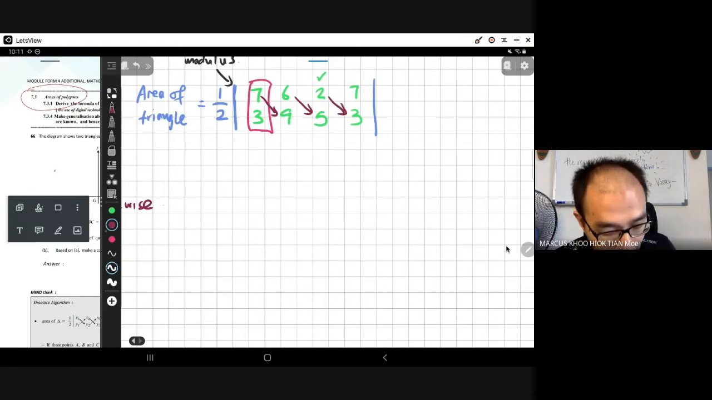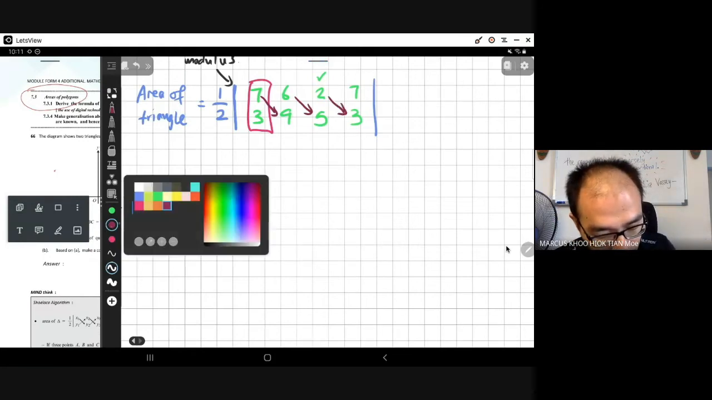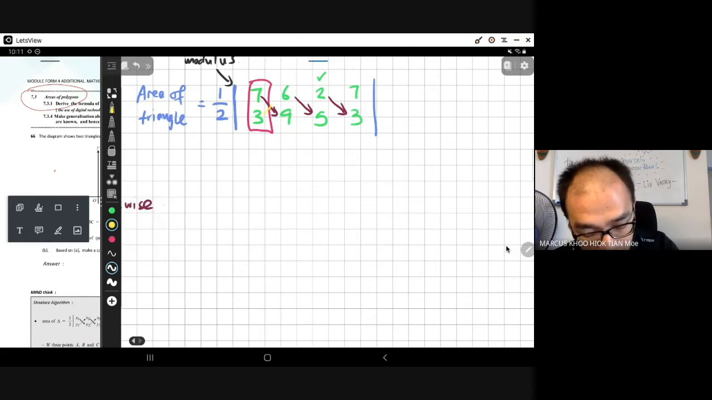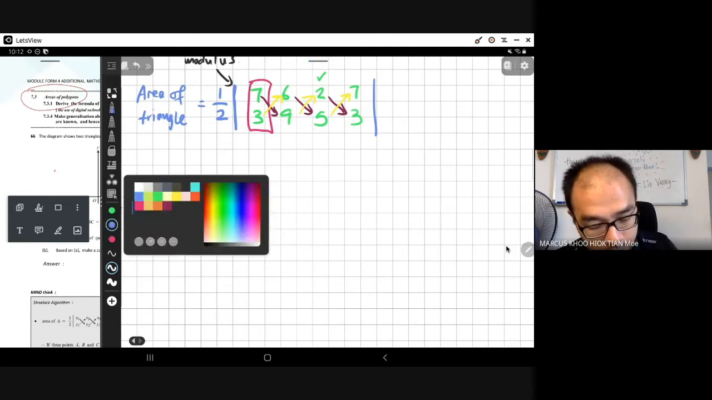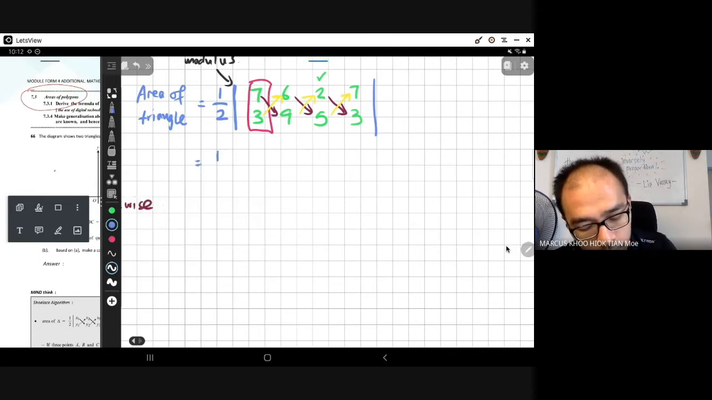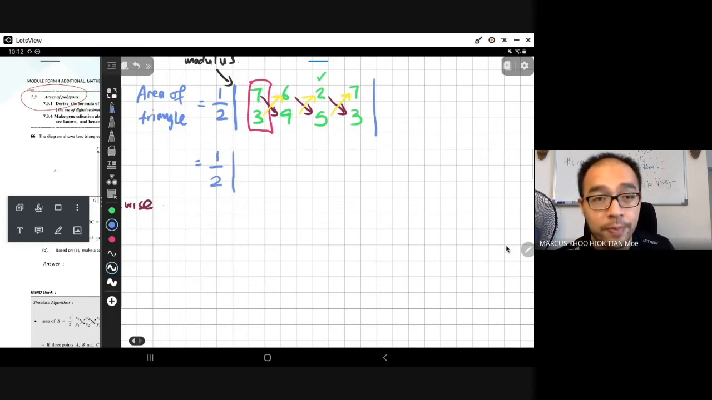Okay, and then after that, you multiply the other way. This way, this way, and this way. Okay, so then after that, how do you write now? All right, let's take a look. So the 1 over 2 I keep, the modulus I keep.